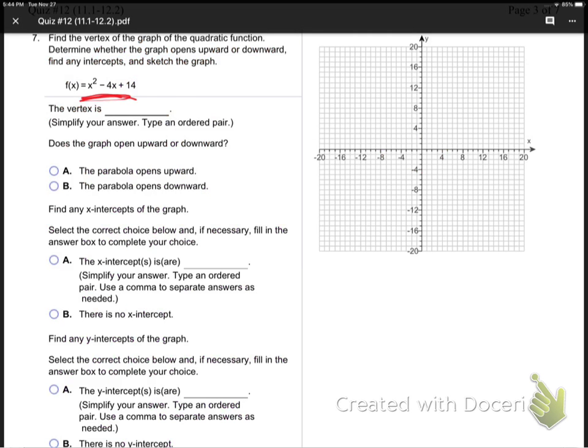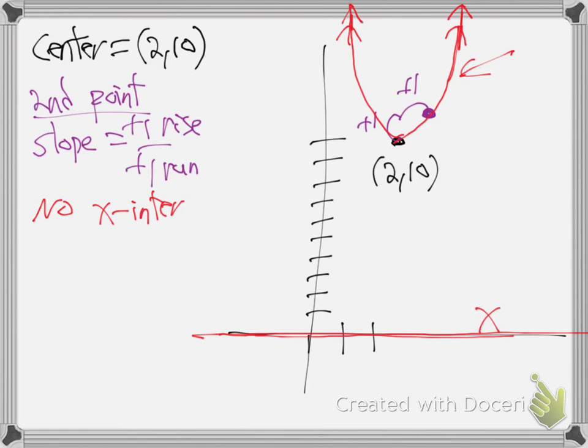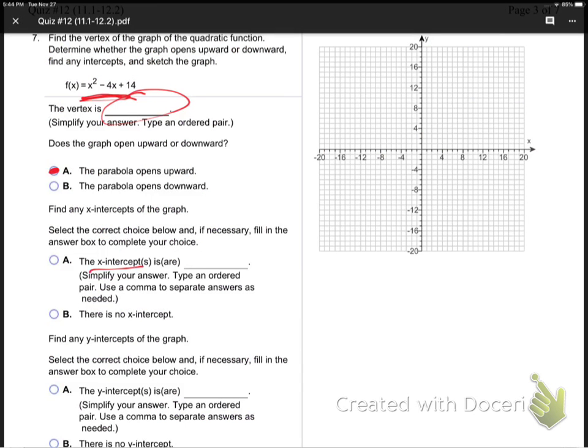Okay, what else do they want now? They want the vertex, the center, we got that. The parabola opens upward, we got that. Now they want the x-intercepts. So let's look back at the picture. Here's the x-axis. Where do you think this red U-shaped graph is going to hit this x-axis? It's not, is it? This graph is going up, up, up. It's not going to come down and hit this x-axis. There are no x-intercepts on this one. So, no x-intercept.